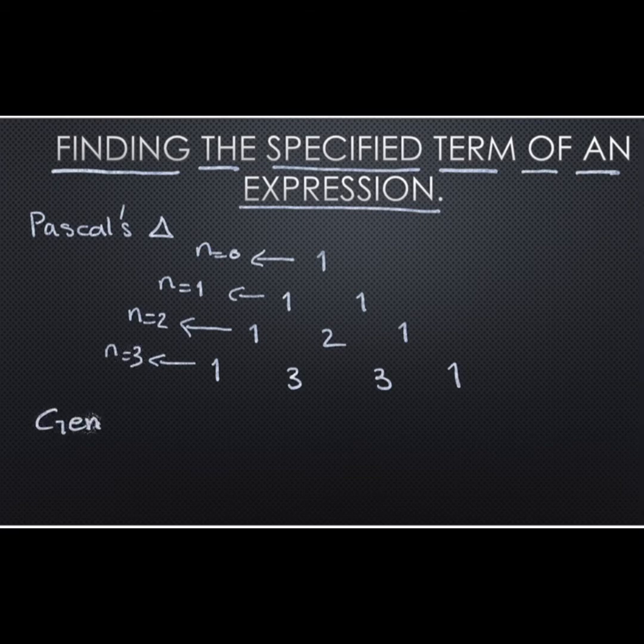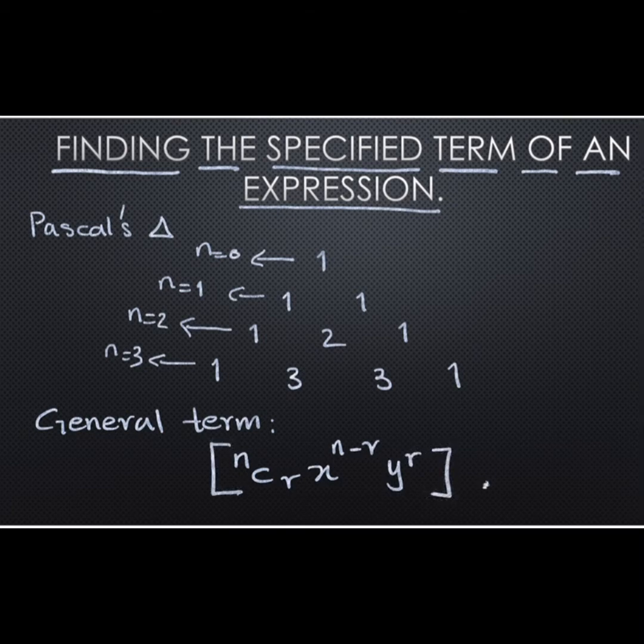So you have to remember the general term. The general term is nCr, then the first term to the power n minus r, y to the power r. So you have to remember this formula to find the specific term.